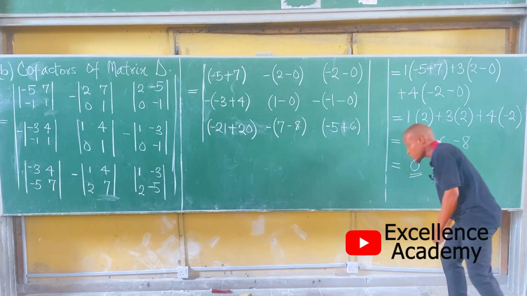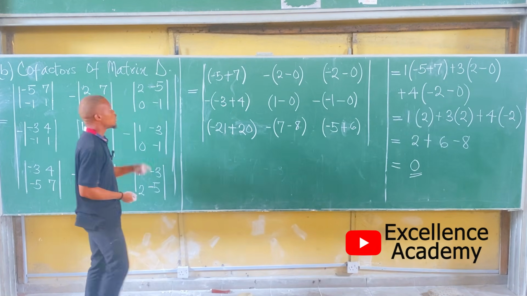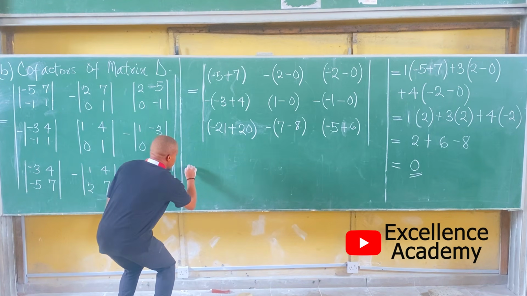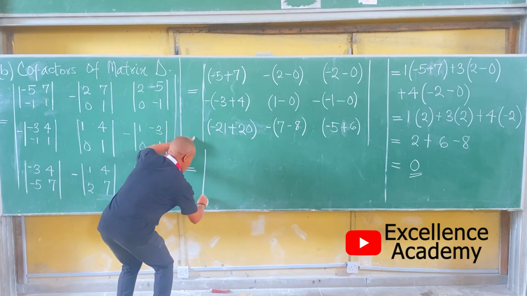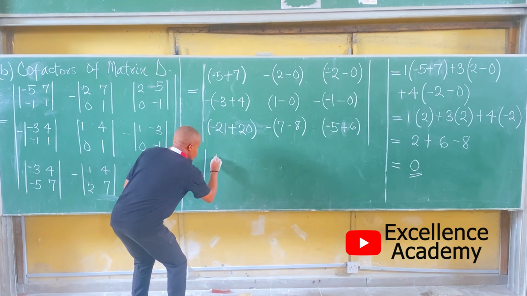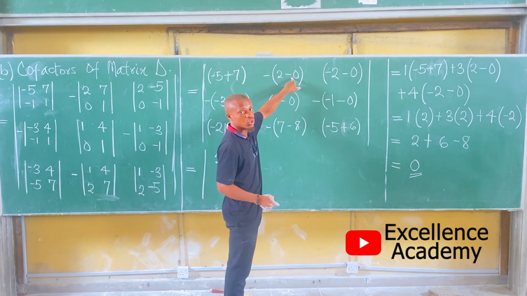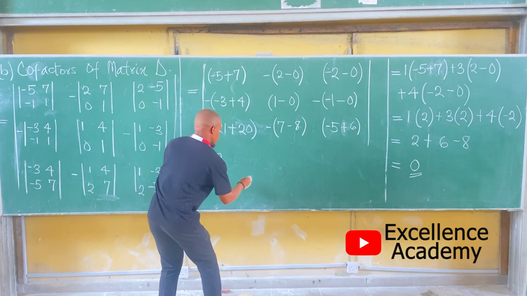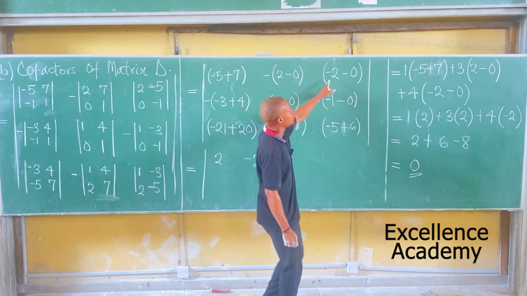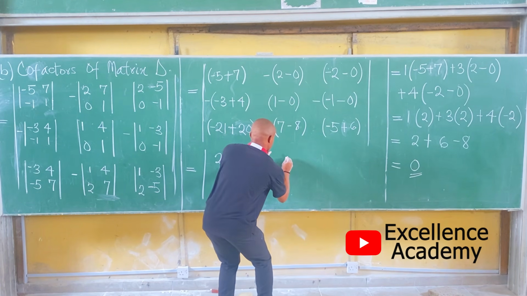Alright, so let's simplify this. And we know that we've created what? The cofactor of the matrix D. Okay. Therefore, we have for this minus 5 plus 7 gives us what? 2. 2 minus 0 is what? 2. Times minus gives us what? A minus 2. And finally, minus 2 minus 0 gives you what? A minus 2.